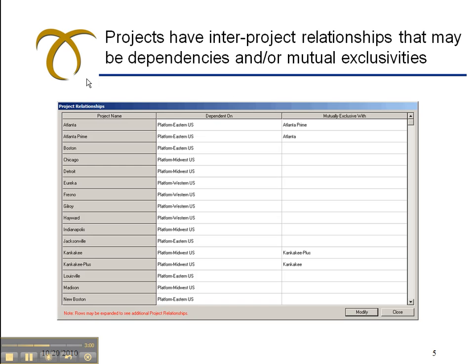Projects have relationships between each other. Some are the dependency type, while others are mutually exclusive type relationships. And both types of these relationships can be combined to model many real world types of situations that we will encounter in portfolio planning.